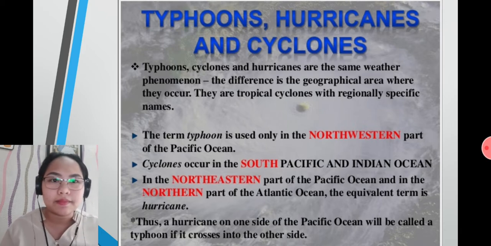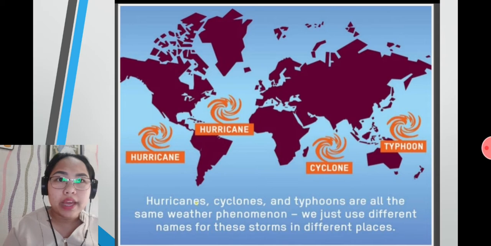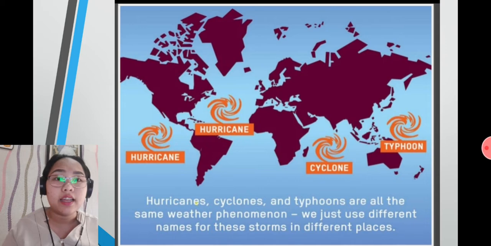So, to visualize, we have here hurricane which occur in the northeastern part of the Pacific Ocean. As you can notice on our image, we have here 2 hurricanes. They are occurring in the northeastern part of the Pacific Ocean and also in the northern part of the Atlantic Ocean. That's why we have here 2 hurricanes. Next, we also have the cyclone which occur in the South Pacific and in Indian Ocean. And lastly, the typhoon that occurs in the northwestern part of the ocean, that is what we call the typhoon.